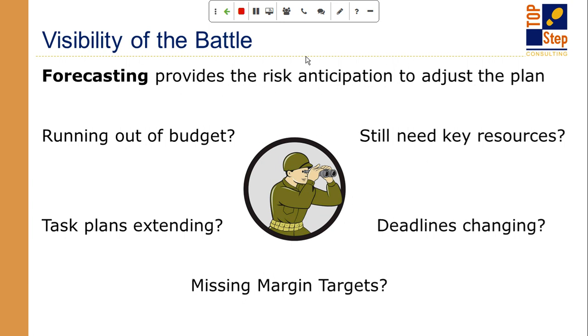We want to understand what's happening and what's coming along the way. So we're anticipating the risks and adjusting the plan as we go. Things that forecasting gives us information about: are we running out of budget? Do we still need resources? Are we expecting to burn a certain number of hours or meet a certain deliverable, but we still don't have anyone even on the project to do that? That's a huge flag right there, because from a forecasting perspective and that measure, you're able to see if you still need those key resources in order to meet that deliverable.